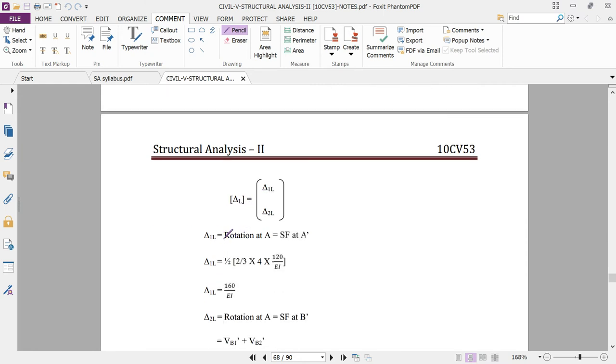Now delta 1L is the rotation at A, so delta 1L is equal to half into 2/3 into 4 into 120 by EI. So why have we considered this delta 1L as 2/3 into 4 into 120 by EI?